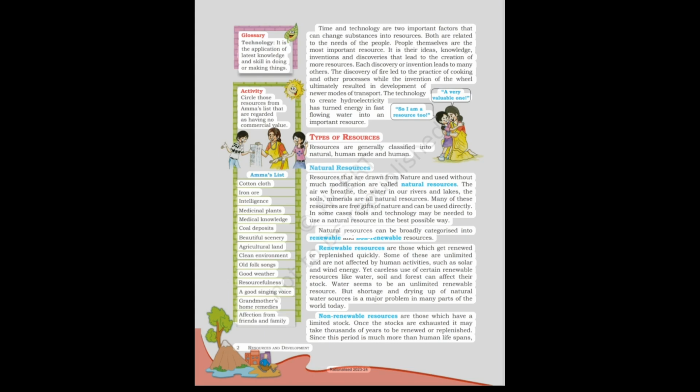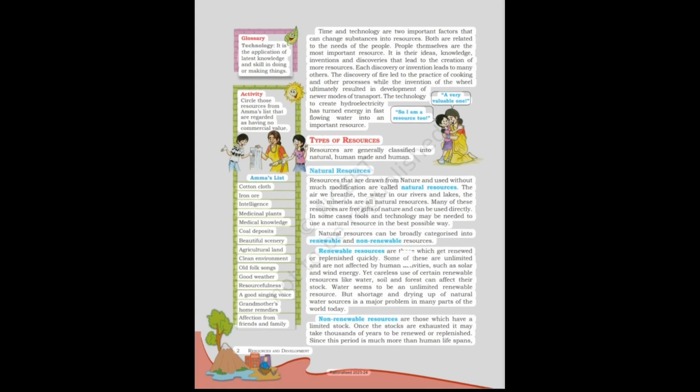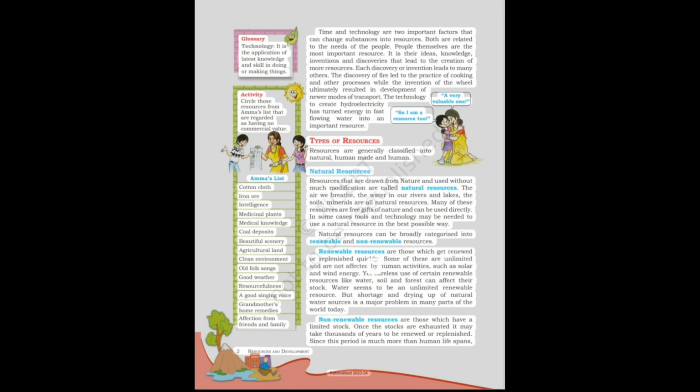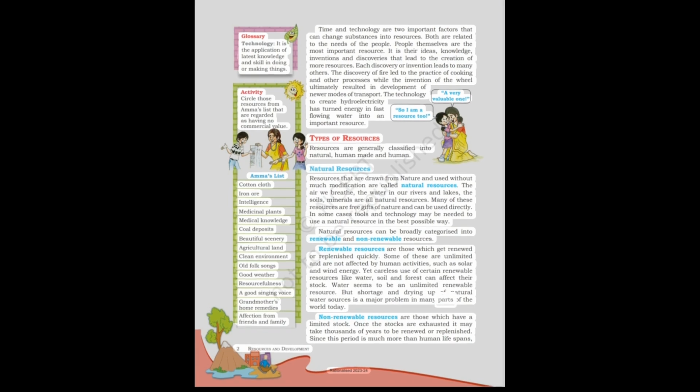Natural resources can be broadly categorized into renewable and non-renewable resources. Renewable resources are those which get renewed or replenished quickly. Some of these are unlimited and are not affected by human activities, such as solar and wind energy. Yet careless use of certain renewable resources like water, soil, and forest can affect their stock. Water seems to be an unlimited renewable resource, but shortage and drying up of natural water sources is a major problem in many parts of the world today.